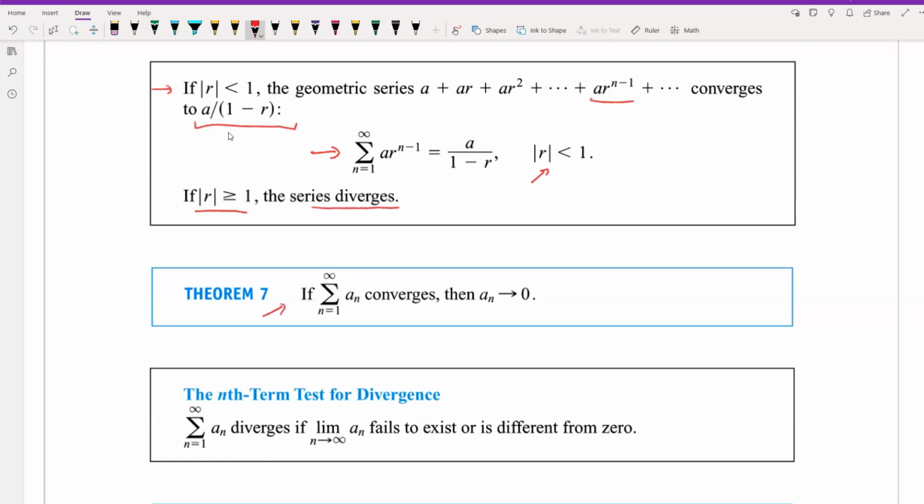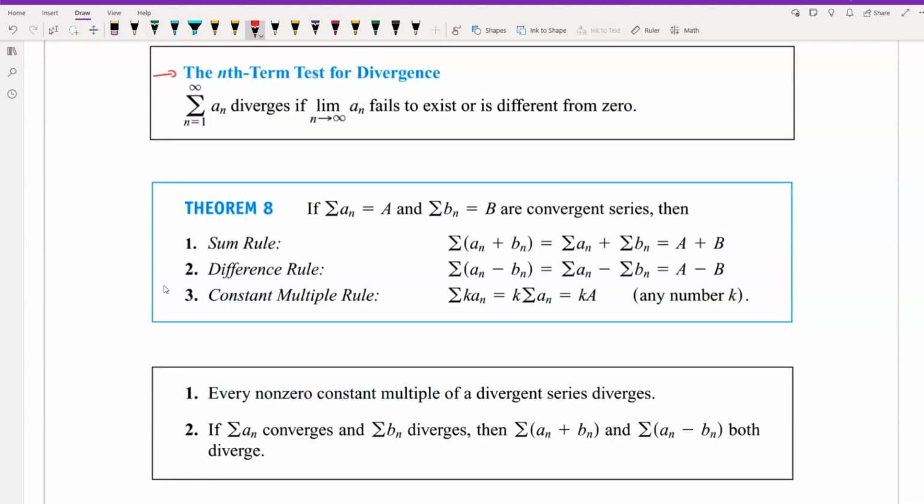If the sum of a sub n, n from 1 to infinity converges, then a sub n approaches 0. The nth term test for divergence: the sum of a sub n, n from 1 to infinity diverges if the limit of a sub n as n approaches infinity fails to exist or is different from 0. So if it fails to exist or is different from 0, that means the sum of a sub n diverges.